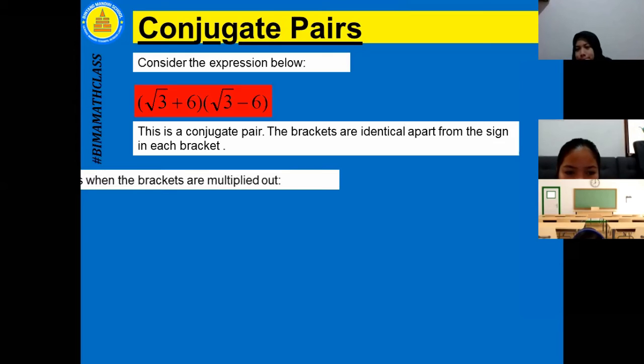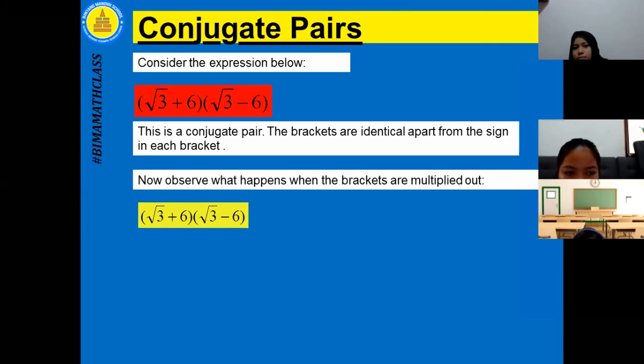Now look at this. Now observe what happens when the brackets are multiplied out. Okay, let's multiply this out. I think you already learned about this. How do you get the answer? Do you understand? Gimana caranya mendapatkan hasil ini? Yes? Who still doesn't get this?